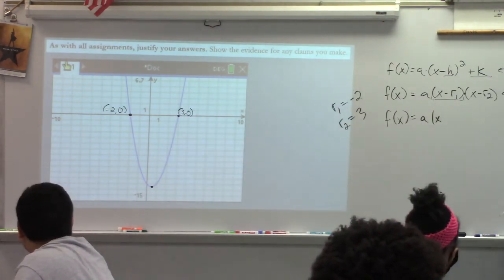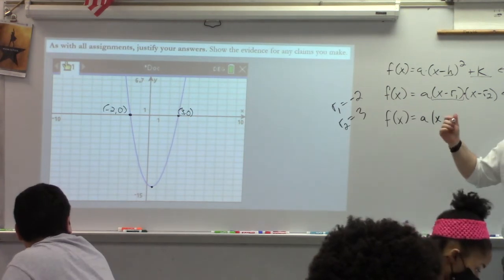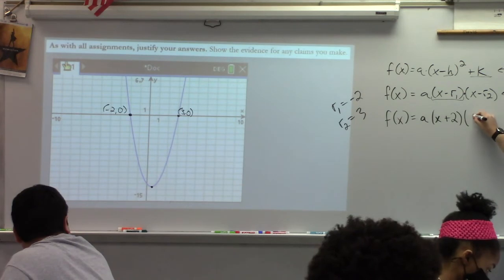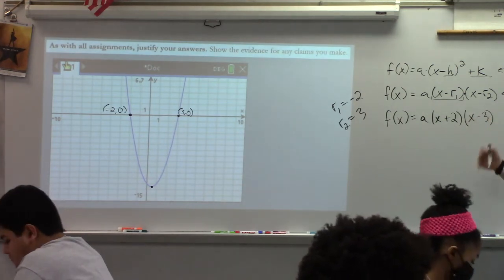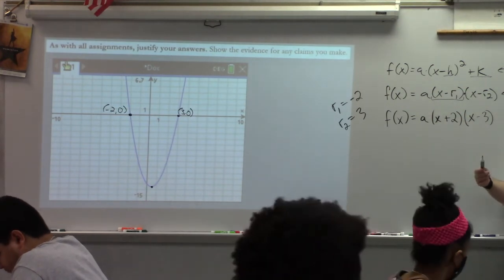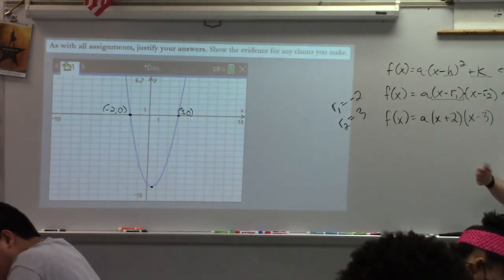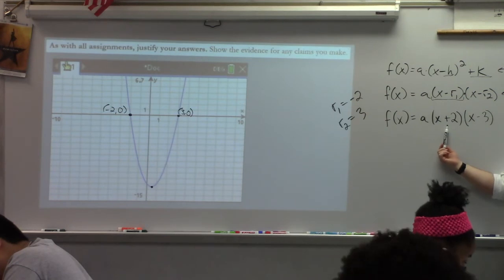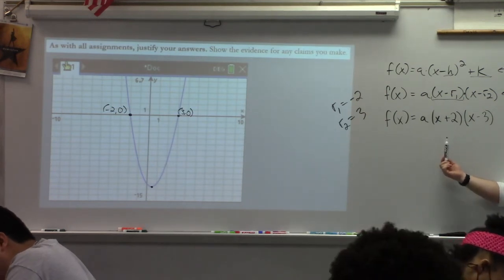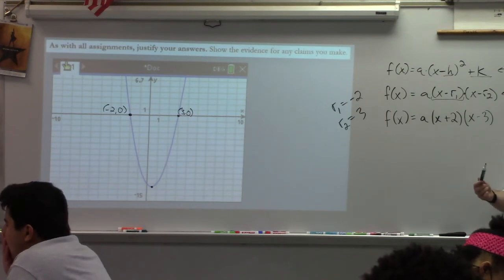So x and then what? Plus 2 times x minus 3. And remember, we originally just talked about it because it's minus R1 and we always need the opposite. But also notice, aren't these horizontal transformations of a sort? So we need the additive inverse, right? So it's all connections. That's what we want to notice.